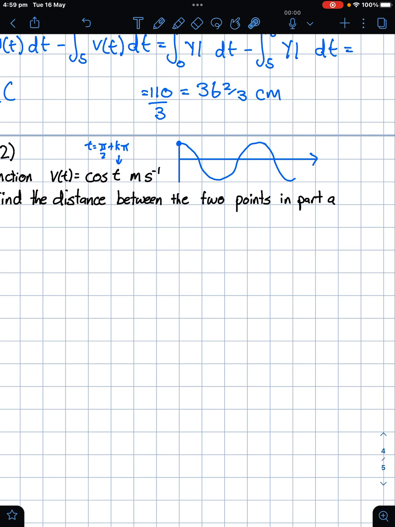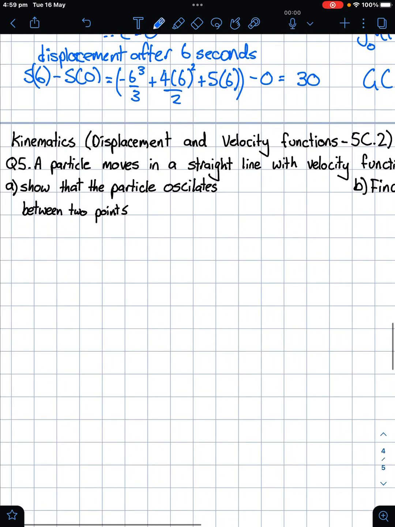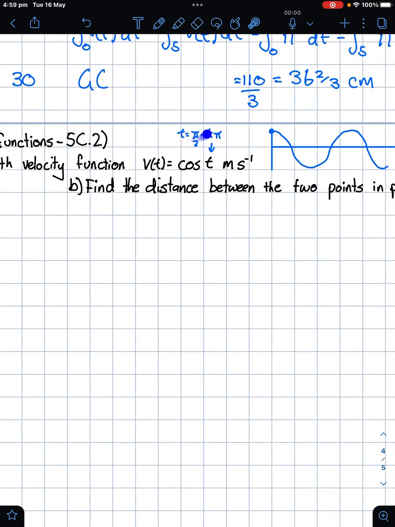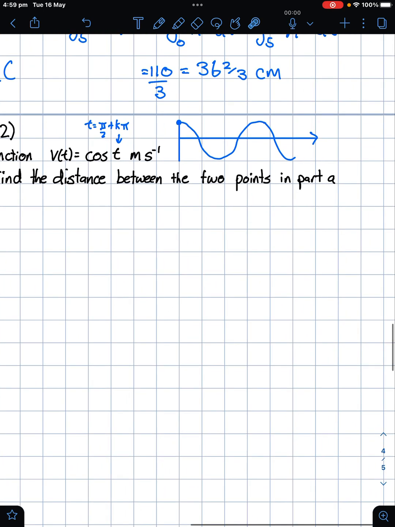Now, from what we know of kinematics already, before even doing any integration, that should be a big hint here that we're going to have a max or a min at these points. So this is a big hint that the particle oscillates between these points. We should already intuitively know that every pi we're going to have a max or a min, and every 2 pi, purely based on this, we would be back to the same value again.